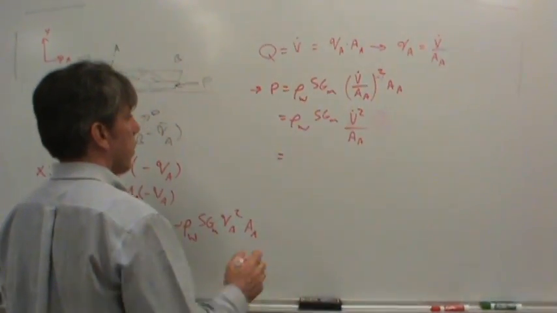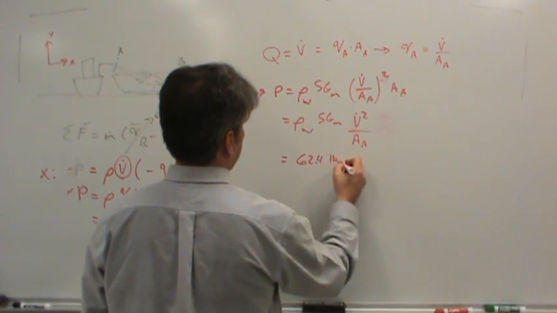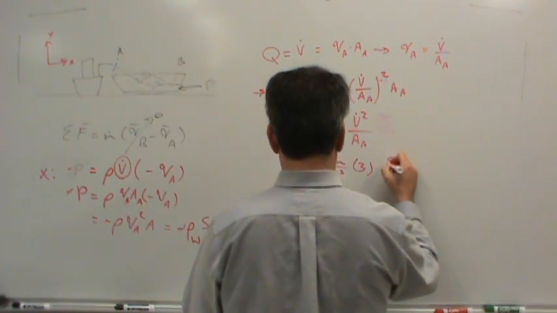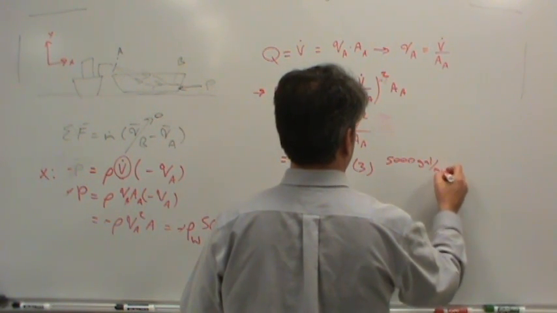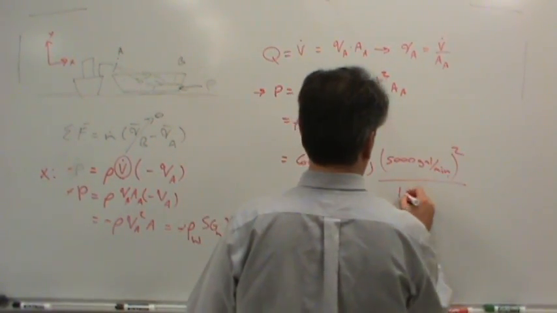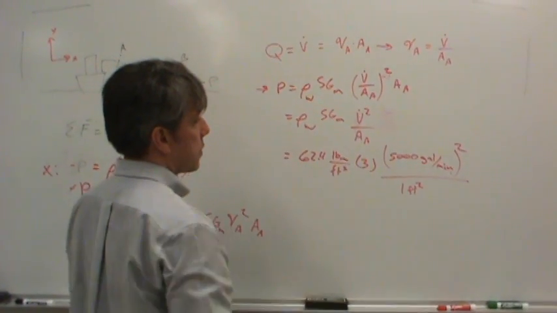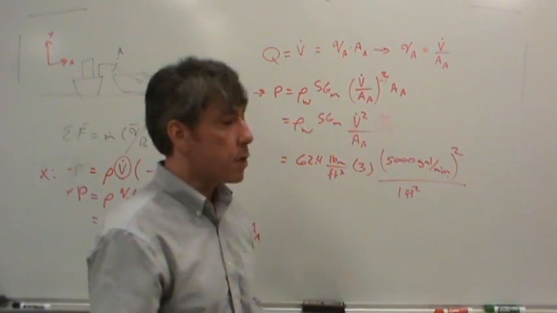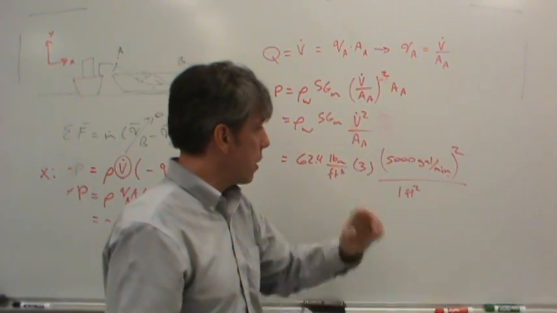The density of the water is 62.4 pounds mass per cubic foot. The specific gravity is 3. The volume flow rate was given as 5,000 gallons per minute. Has to be squared, divided by the area at A, which was given as 1 square foot. Now, what you'll notice is that you've got pounds mass. You'll ultimately take these gallons and convert them to cubic feet. I didn't bring my book. I don't have conversion factors in front of me, and I don't remember how many gallons it takes to make a cubic foot. So I'll leave the conversions to you.